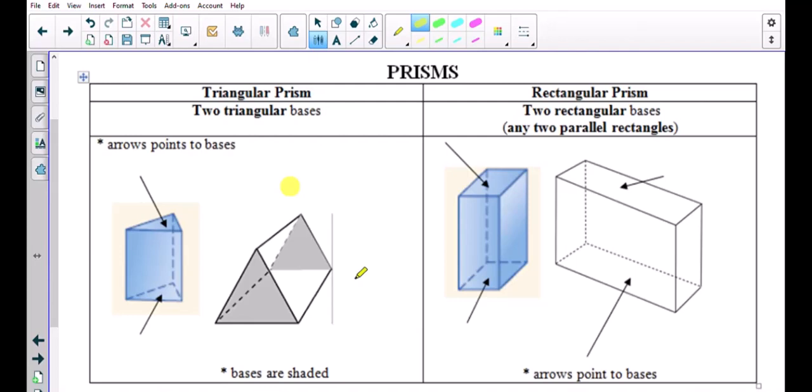I typically do name the bottom and the top, but you could list the left and the right or the front and the back as your bases. But any 2 parallel rectangles will work for your bases of a rectangular prism. This one's kind of considered a box.